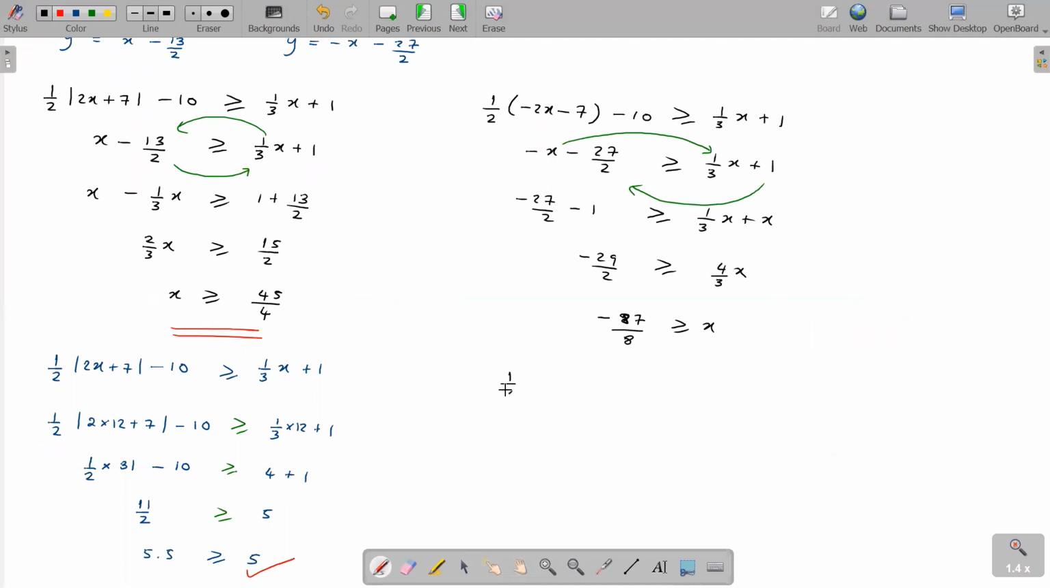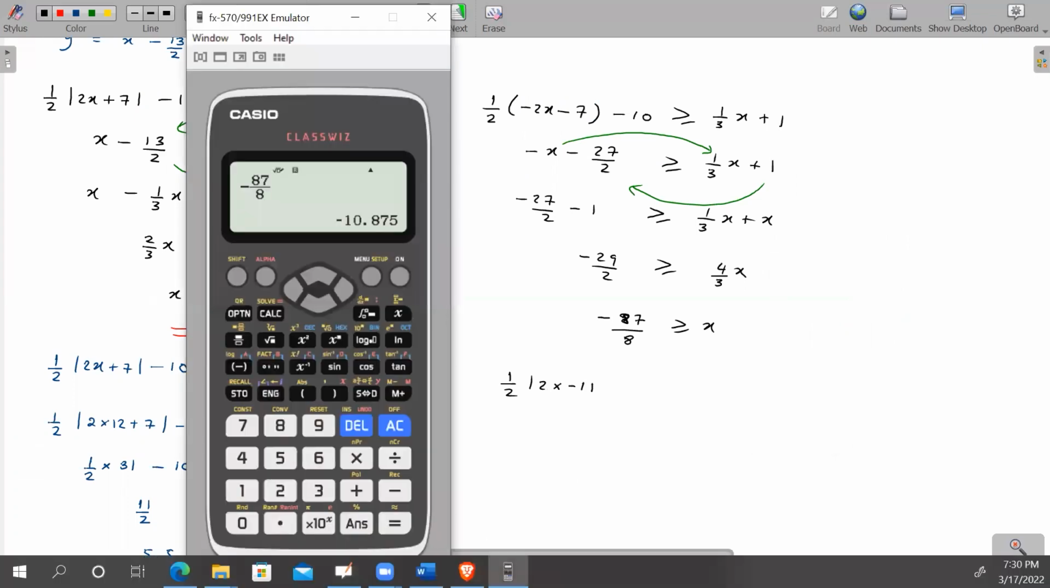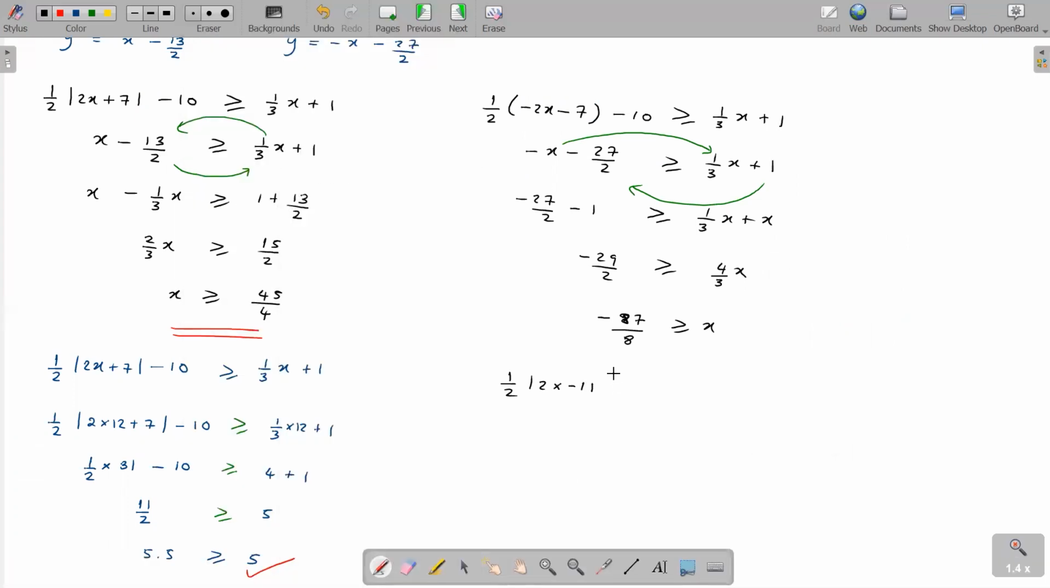So this you could do as your rough working. Anyway, I will use x as what? What should we use? We can use minus 11 or minus 12. Shall we use minus 11? Half modulus 2 times minus 11 plus 7, minus 10 greater than or equal to 1 over 3 times minus 11 plus 1.